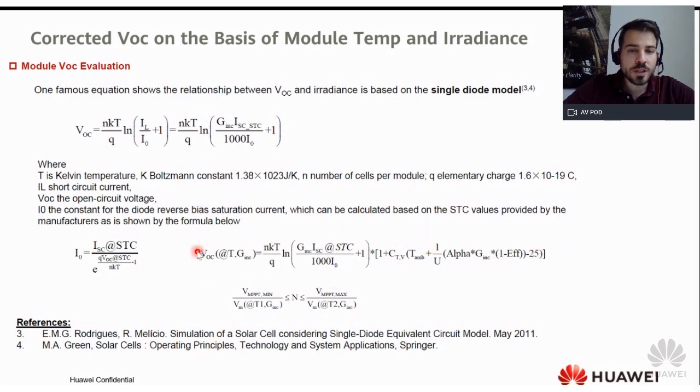From this equation, we state that the open circuit voltage will be a function of irradiance and a function of temperature. We can now calculate the minimum voltage and the maximum voltage, and we can divide these two numbers, and we are left with the minimum number of panels in one string and the maximum number of panels in one string.